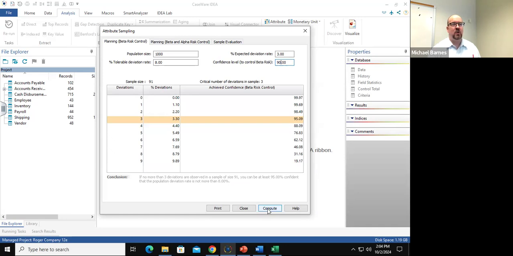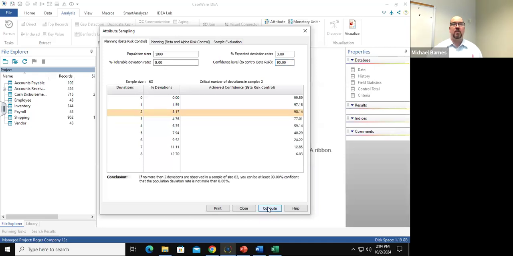I predict my sample size will get smaller because as the confidence level gets smaller, my sample size should get smaller. I need less assurance. So we'll notice it dropped down to 63. Okay. So now let's go back to 95 and let's make another change.